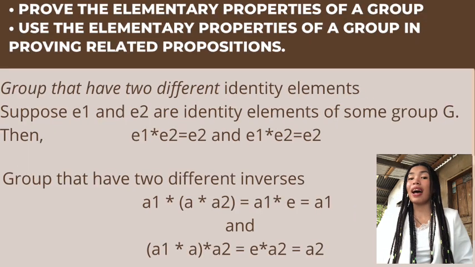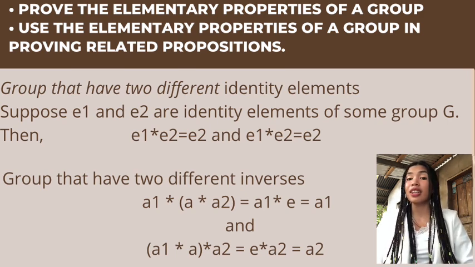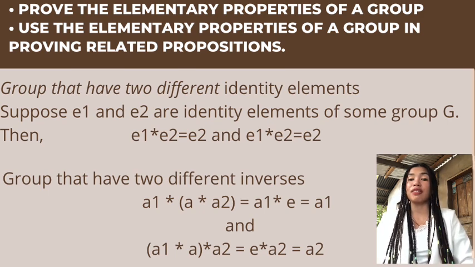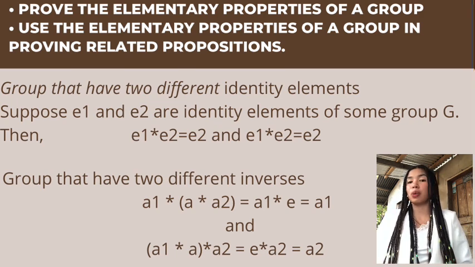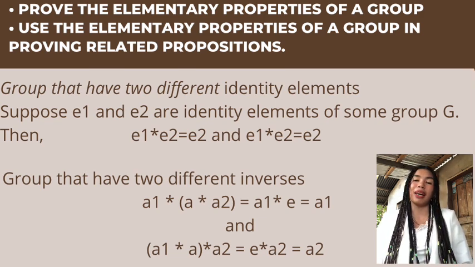Now, is it possible for a group to have two different identity elements? Well, suppose E1 and E2 are identity elements of some group G. Then E1 times E2 is equal to E2 because E1 is an identity element. And E1 times E2 is equal to E1 because E2 is an identity element. Therefore, E1 is equal to E2. This shows that in every group, there is exactly one identity element.